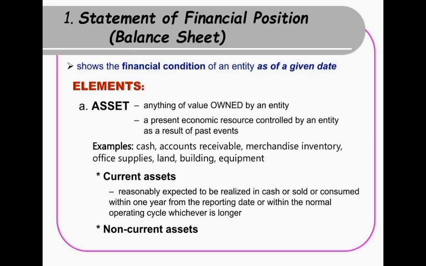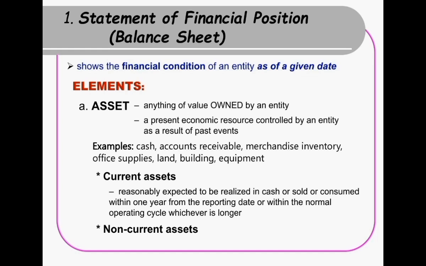For a manufacturing business, the operating cycle is the period of time from the acquisition of raw materials for conversion into finished products until the collection of cash from the sale of those finished products. When an entity's normal operating cycle cannot be clearly identified, it is assumed to be 1 year. This is somehow due to the fact that, as you learned earlier, the basic accounting period is 1 year.